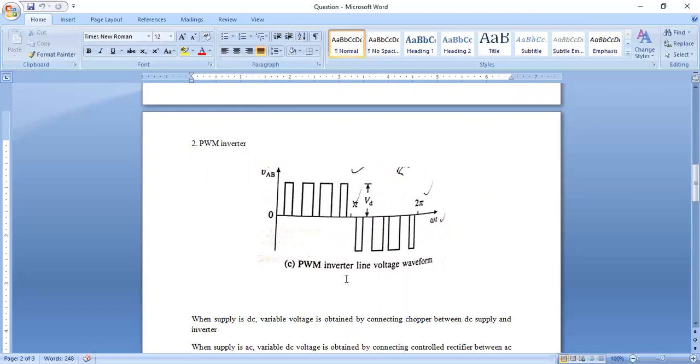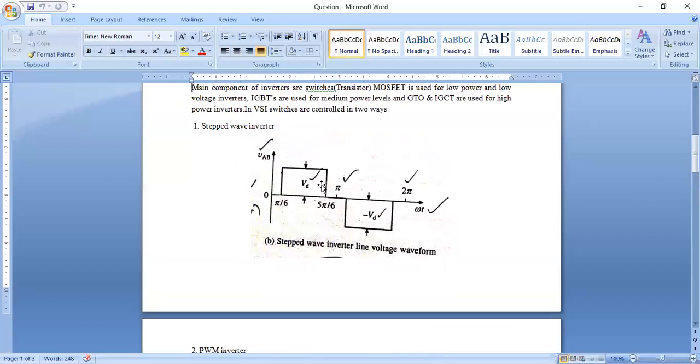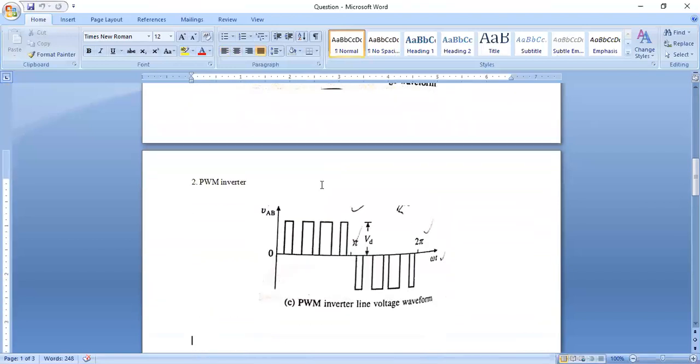One more advantage of this PWM method is that we are getting variable values. Variable pulses means we are also varying the voltage, so we get variable voltage and variable frequency with this method. Whereas with the step wave method, we don't get variable voltage, only variable frequency. That is the disadvantage of step wave, and it is overcome by PWM.